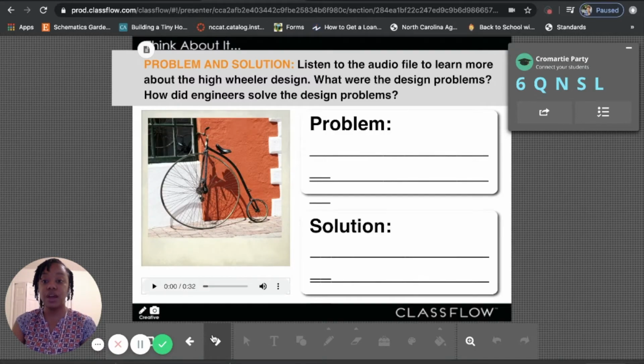Now we're going to move right along. We're going to do some more thinking. Listen to the audio file to learn more about the high wheeler design. What were the design problems? Read with me. How did the engineers solve the design problems? Pause the video so that you can listen to the audio file. Then once you're done, write what you believe the problem was and what you believe the solution was.